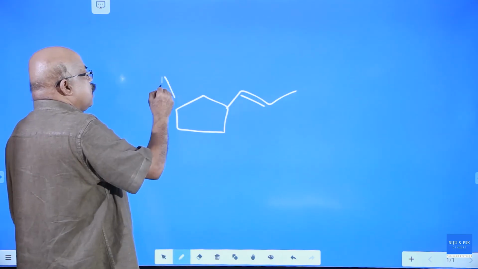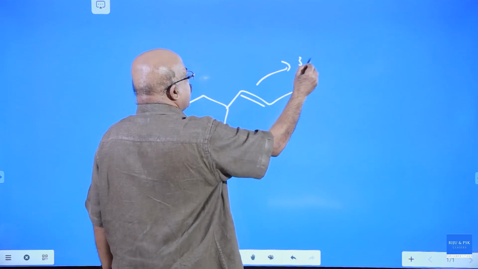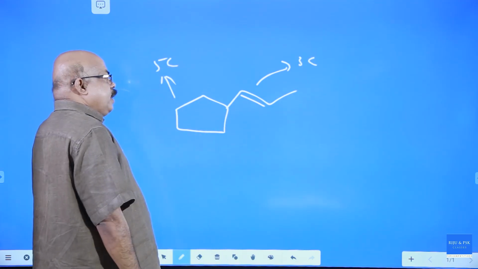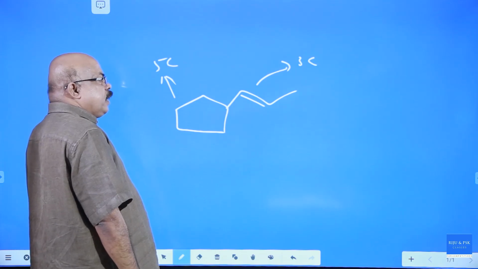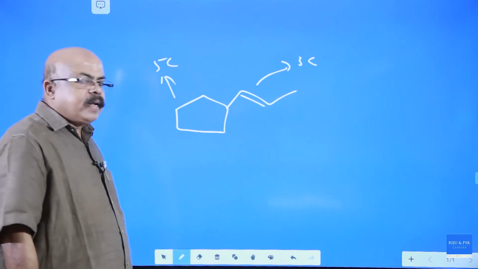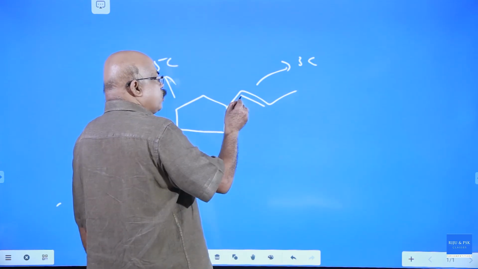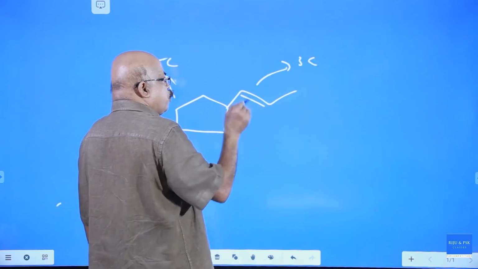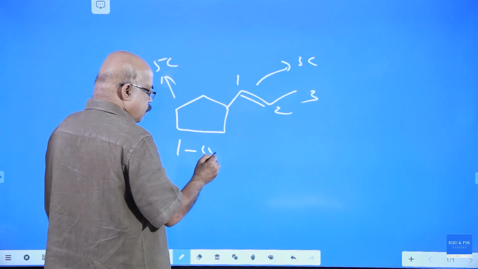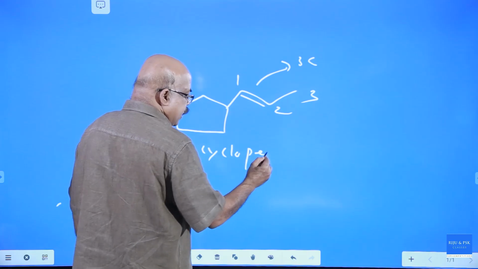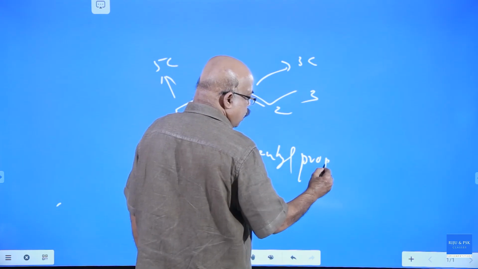In this one, 5 carbon atoms are in the ring, 3 carbon atoms are in the side chain. It has a double bond, so the double bonded 3 carbon side chain should be treated as the parent chain. Numbering should be done in such a way that the double bonded carbon gets the lowest possible number, 1, 2, 3. It is 1-cyclopentyl prop-1-ene.